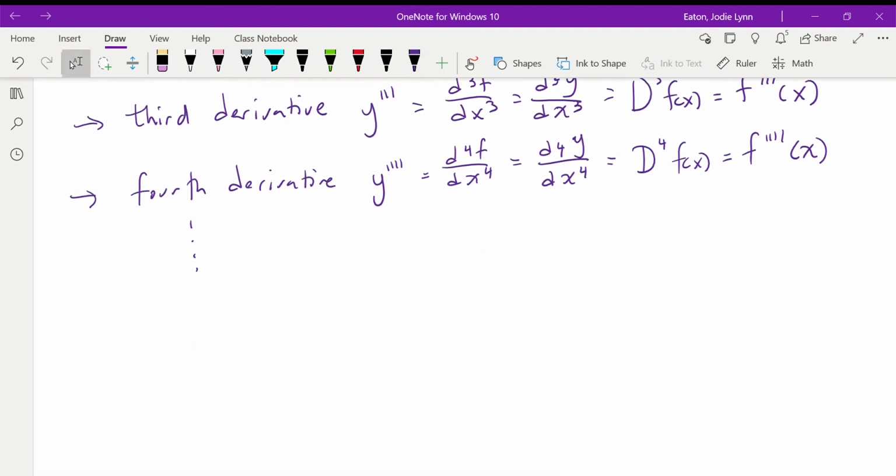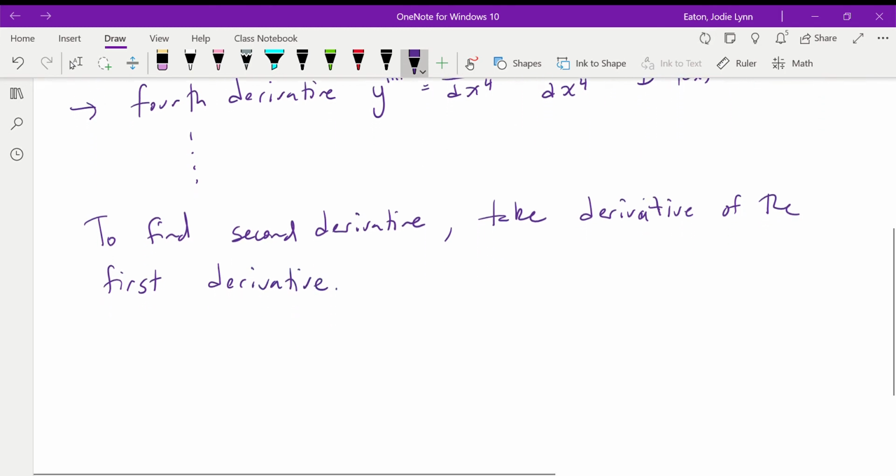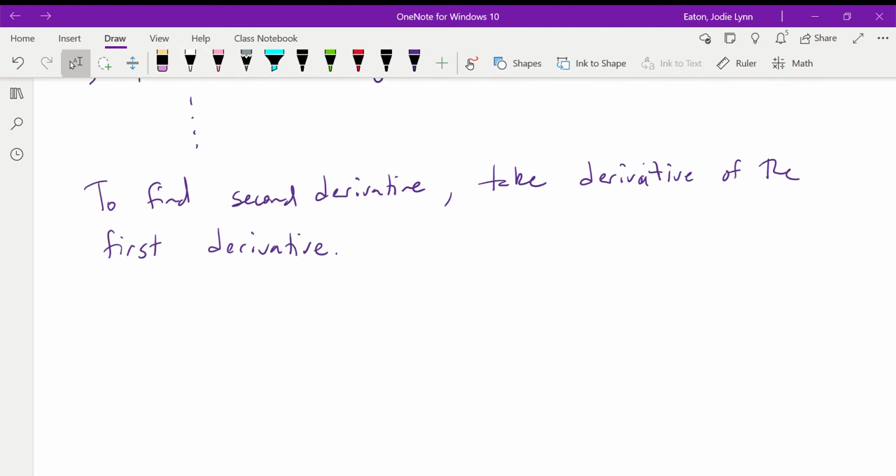Okay, so to find the second derivative, we take the derivative of the first derivative. Okay, and we can go all the way down to what we would say y to the n, the nth derivative. Now let's look at a quick example.